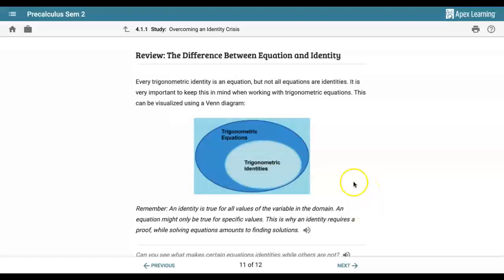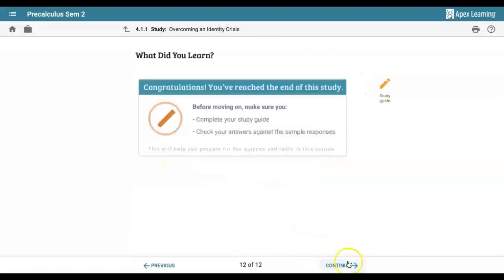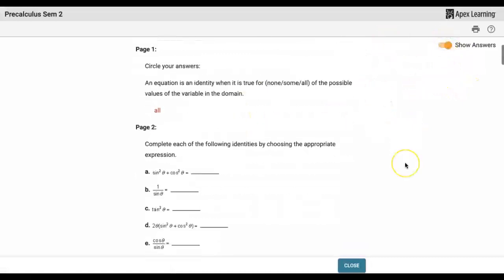So if we review here, we have trig equations that we can use, and then within that, we have these identities. Equations are true at the points we're looking at, or for specific values. Identities are true for all values in the domain, or all values of x have to be true in order to be a trig identity. Looking at the study guide, I can't harp on these enough. They're going to be your best friends here.